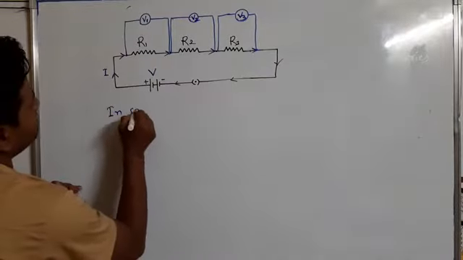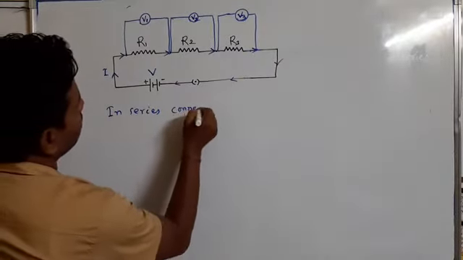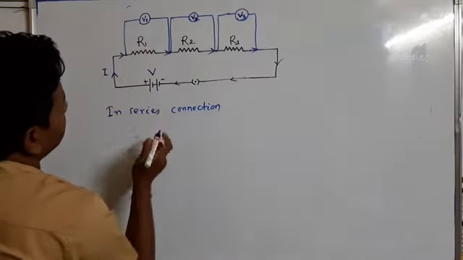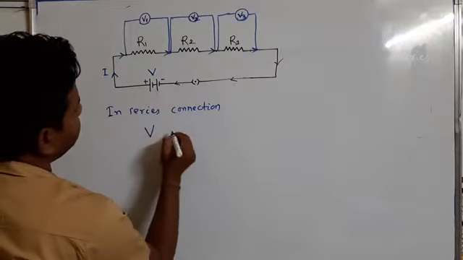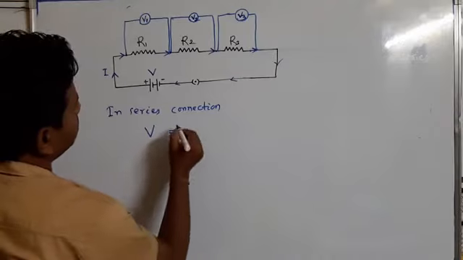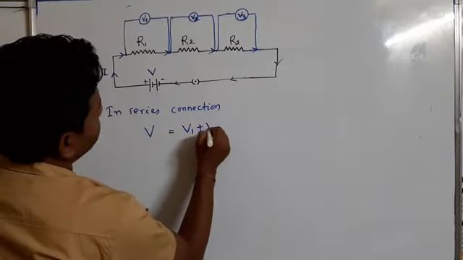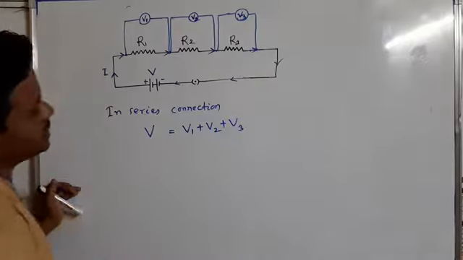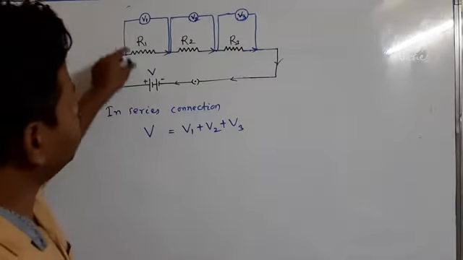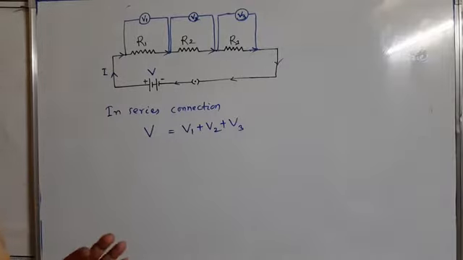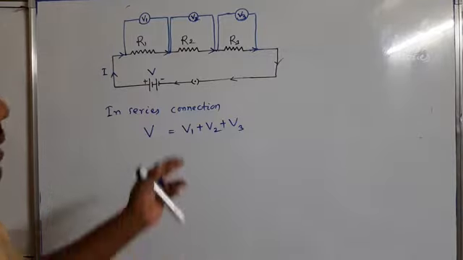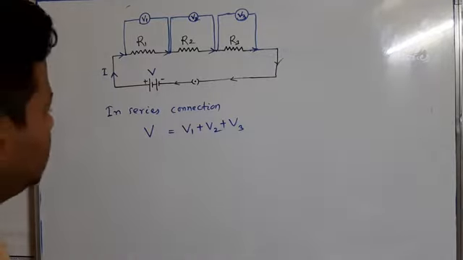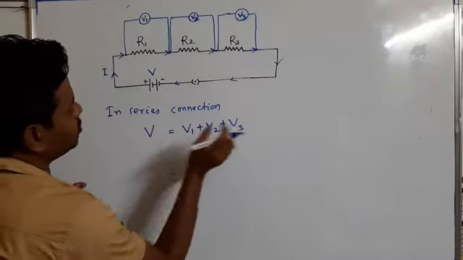So I can say in series connection, the total voltage of the cell or battery here is V equal to V1 plus V2 plus V3, because in series connection if you add all the voltage of each resistance, then you will find out the total voltage of the circuit or battery connected to the circuit. So here V equal to V1 plus V2 plus V3.